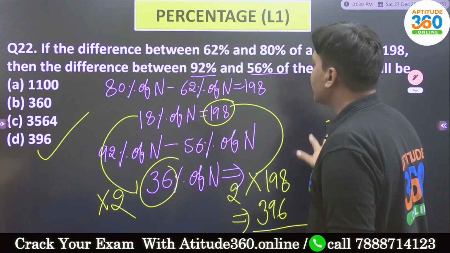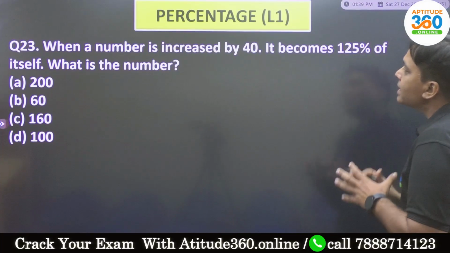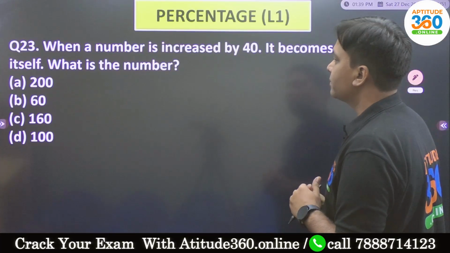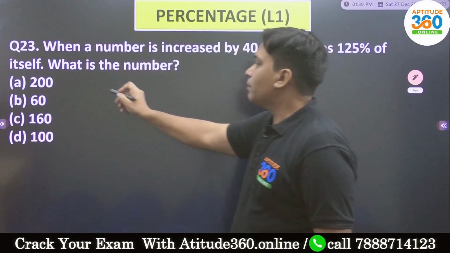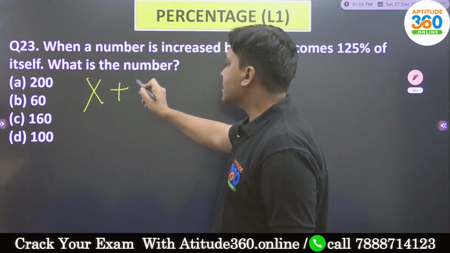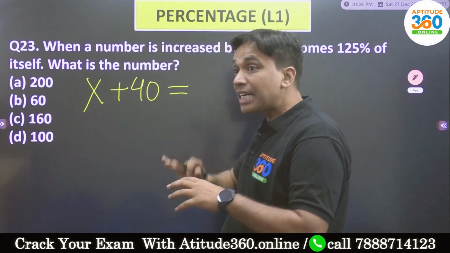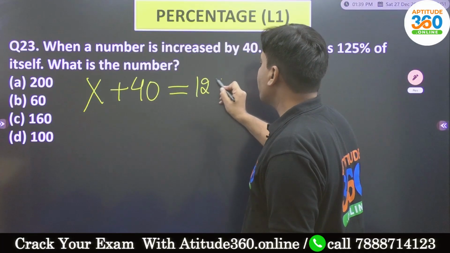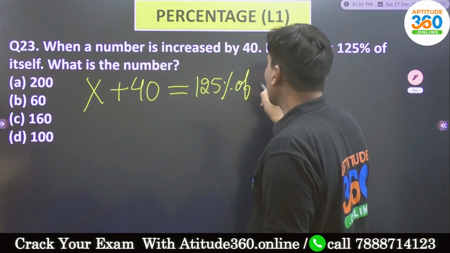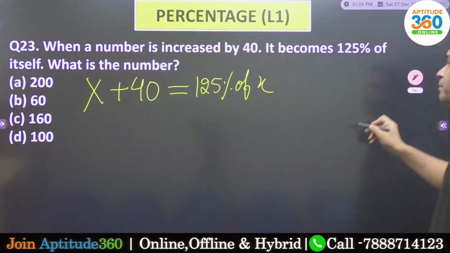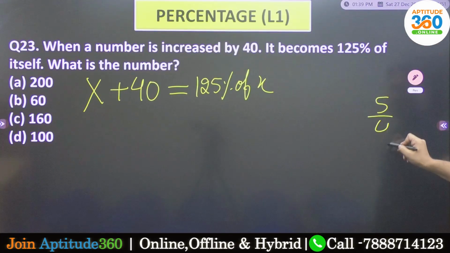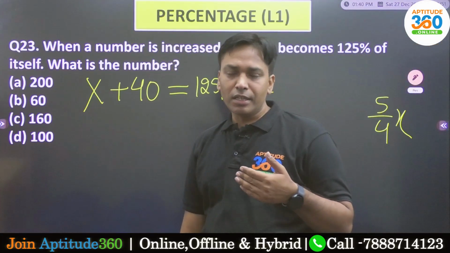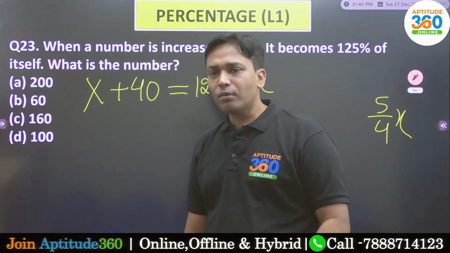Simple. Now, when a number is increased by 40, it becomes 125% of itself. There is a number. When this is increased by 40, so what is the meaning of increased by? Add करोगे, isn't it? Then it becomes 125% of itself. And if you simplify 125%, it is nothing but 5 by 4. करके देख लेना. 125 by 100 को अगर आप simplify करोगे, it is going to be 5 by 4.